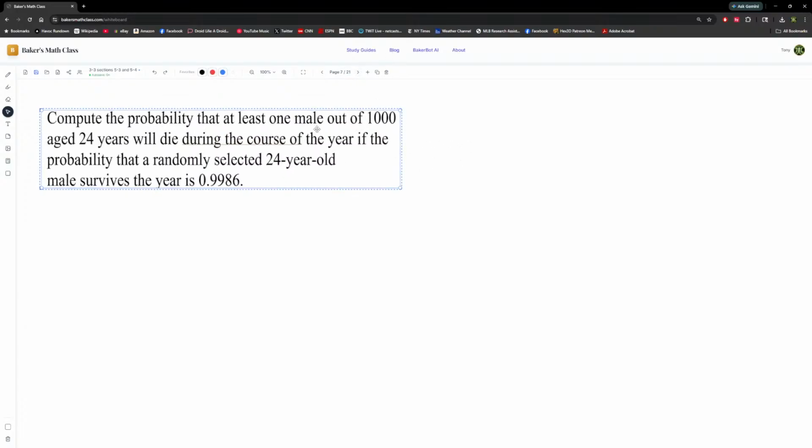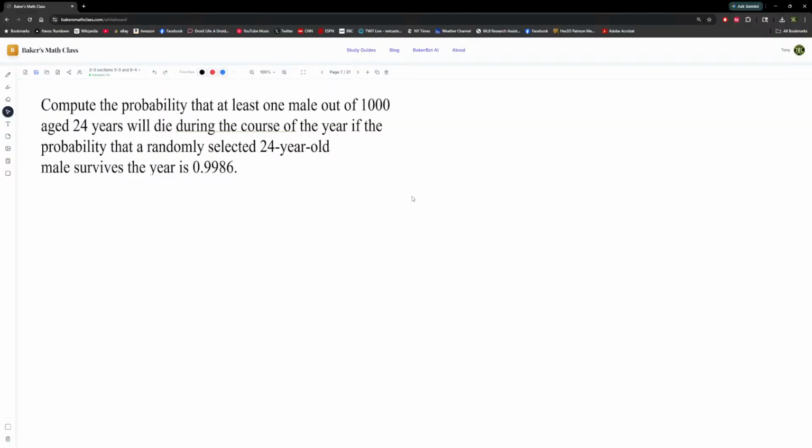So what's the probability that at least one male out of 1,000 will die during the course of the year? So now we can sit there and go, okay, well, I have 1 or 2 or 3 or 4. It's like, because it's at least 1, so it's anything higher than that. However, remember from class on Tuesday, we talked about the corresponding, or the opposite, okay?